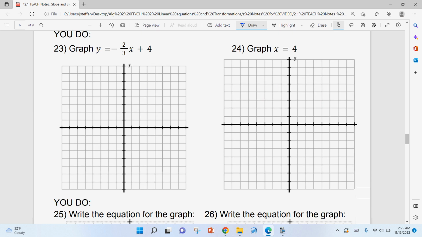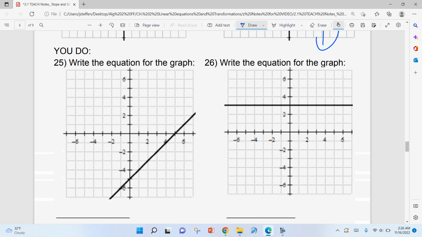So again, go ahead and do these on your own. This one, we have y-intercept of 4. Down 1, 2 over 1, 2, 3. This one, x is 4, 1, 2, 3, 4, and that is a vertical line. Mine's not the best, but that's okay.